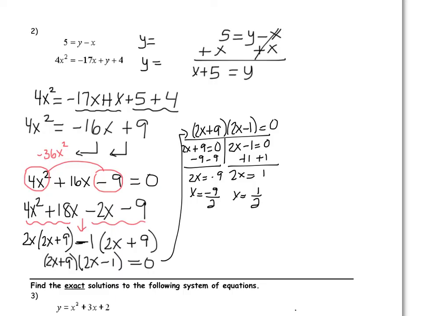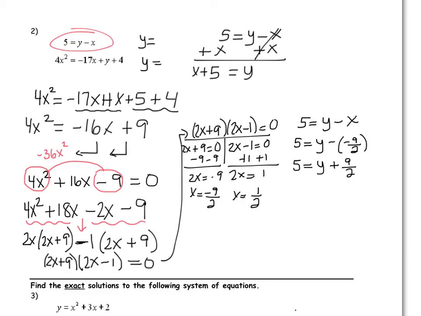So just like the problem before, you found the x values of the points of intersection. Now we need to find the corresponding y values. So when we do that, we're going to use one of the original equations. I'm going to choose the line just because it seems easier. So 5 equals y minus x. I'm going to first substitute my negative 9 over 2 for x and find the corresponding y value. So 5 equals y minus negative 9 over 2. This is the same thing as saying 5 equals y plus 9 over 2. And to get y by itself, you just have to subtract 9 over 2 on both sides.